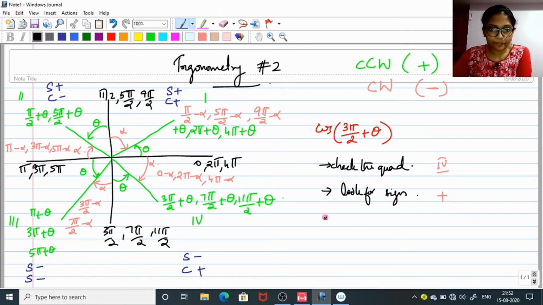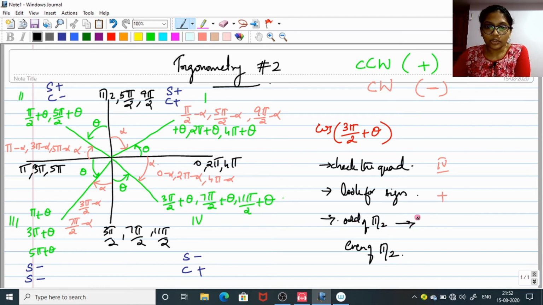Now the next rule is to check if this angle 3 pi by 2 is an odd multiple of 90 degrees or an even multiple of 90 degrees. See, 3 pi by 2 is the main thing which is added to your acute angle, isn't it? So in 3 pi by 2, 3 is an odd number attached to pi by 2. So it is coming under this category, odd pi by 2. If it is odd pi by 2, you have to switch it. If the question is to find cos, you have to write sine. Or if it is sine, you have to switch it to cos.